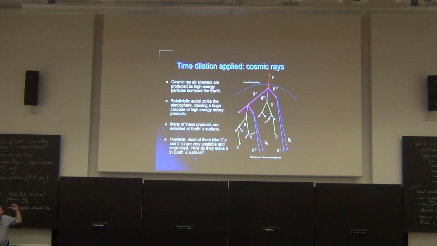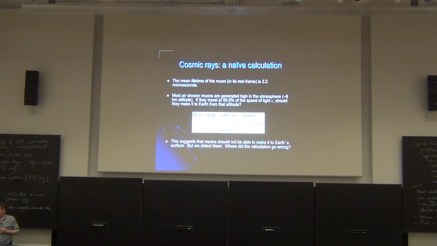So how do they get from 10 miles up in the atmosphere where they're formed to the Earth's surface if they only live for 2 millionths of a second? Because if special relativity did not work, even if they're moving as fast as the speed of light, or close to, which they are, they would only travel for about half a kilometer before they disappear. Okay, so something is going on which allows them to travel all the way from the top of the atmosphere to the bottom of the atmosphere where we detect them.